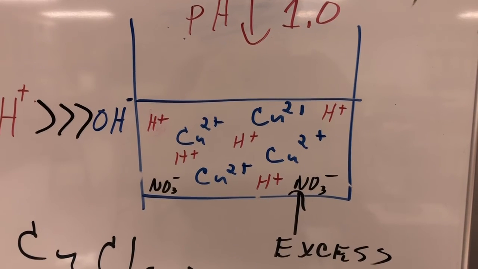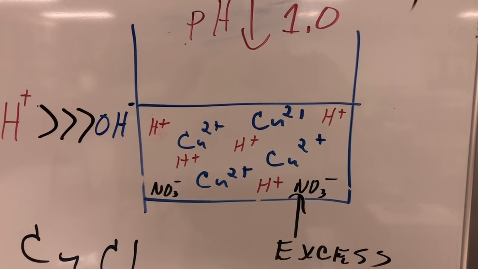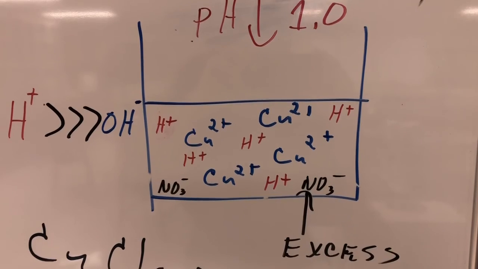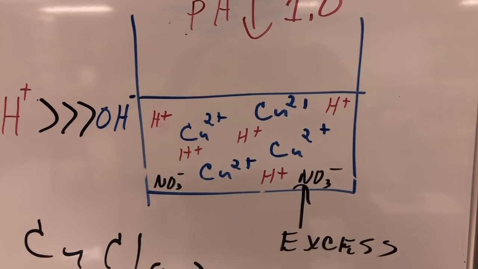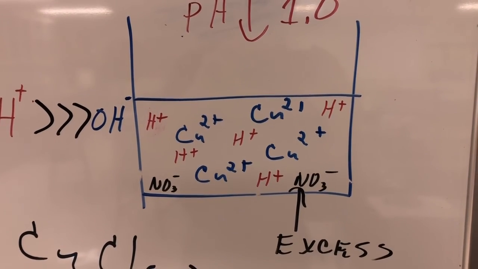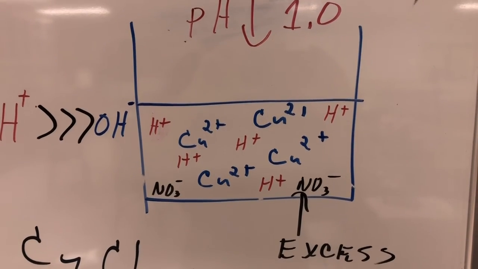Now the next step, we're going to add some other reactants which are going to precipitate out the Cu double positive ion. That's the next step.